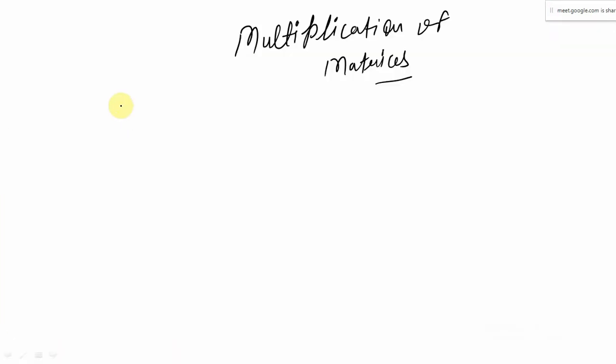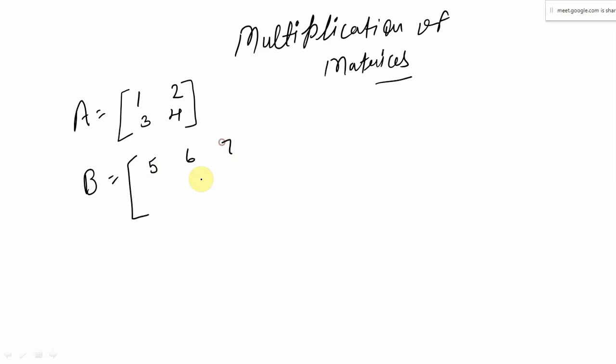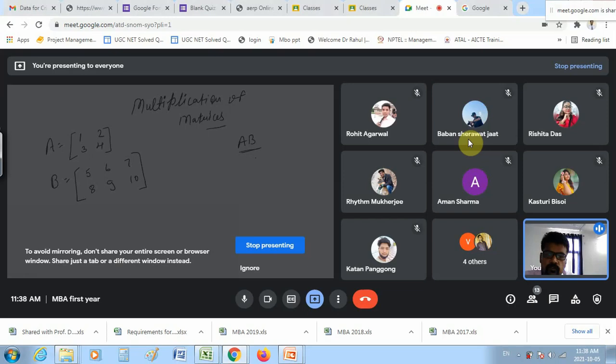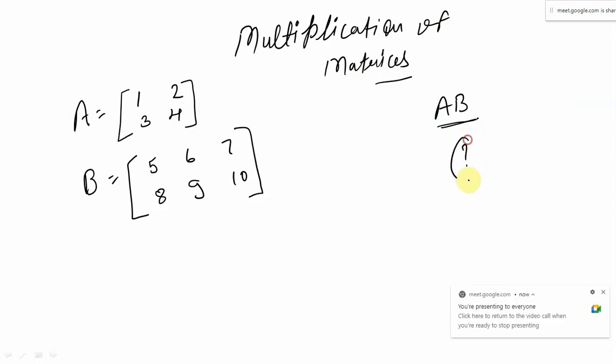Now, possible or not, what I mean by that, suppose I have a matrix A as 1, 2, 3, 4, and I have a matrix B as 5, 6, 7, 8, 9, 10. So these are the two matrices, and the multiplication will be called as AB. But first of all, we need to ensure that whether AB is possible or not. The multiplication is possible or not. And how we'll ensure that? There is a rule for that.